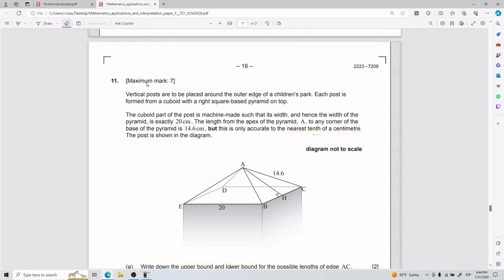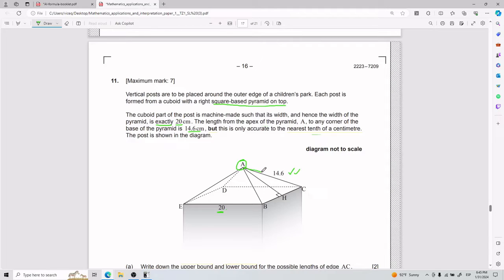All right, so now for number 11, we have that vertical posts are to be placed around the outer edge of a children's park. Each post is formed from a cuboid with a right square-based pyramid on top. Compound, that's a lot of buzzwords. It's this guy here. The cuboid part of the post is machine made such that its width, and hence the width of the pyramid, is exactly 20 centimeters. So this 20 is right there, and the length from the apex of the pyramid, A, or in other words, the tallest part of the pyramid to any corner of the base of the pyramid is 14.6 centimeters. That's this guy here.